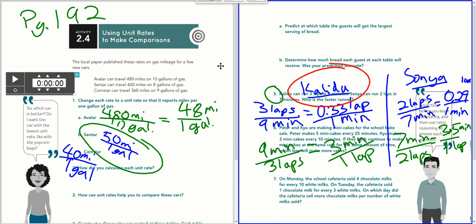This video is on unit rates and using unit rates to solve problems. That's kind of part two of what we did yesterday with unit rates. We're also going to do some comparing and we're going to do some converting in this lesson.